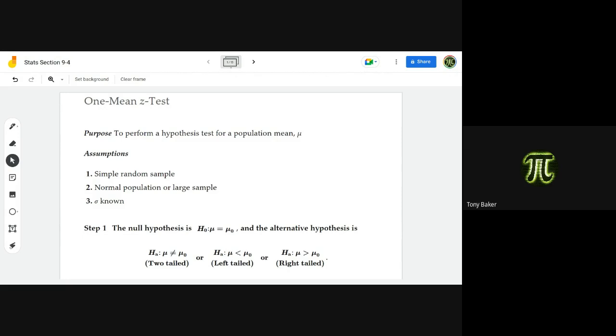So the three assumptions that are the most important: a simple random sample. We need to have a normal population or a large enough sample to do it. And in this situation, we need to know the standard deviation. So for the most part, we assume a simple random sample.